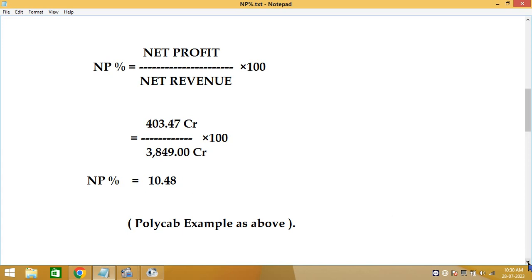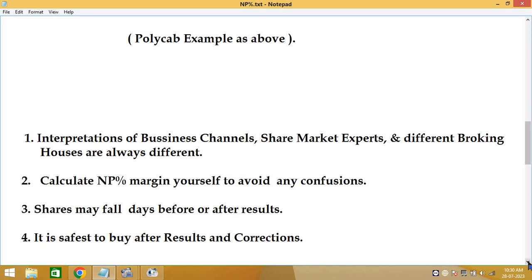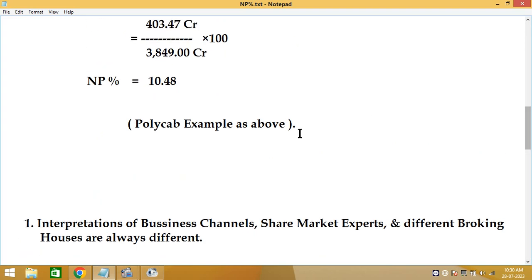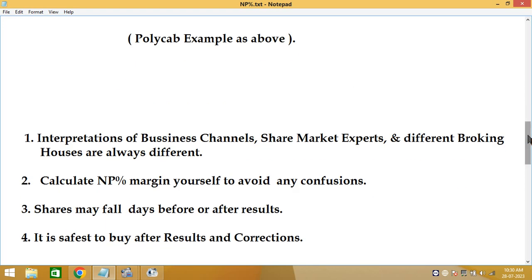Now, my only submission is that these figures, which I have shown you of net profit margin, are readily available in the business channels. They are available everywhere. But the interpretation of business channels, share market experts, and different broking houses are always different. I have yet to come across a share where the interpretations of this net profit margin or operating profits or gross profit is the same. The interpretations are very different.